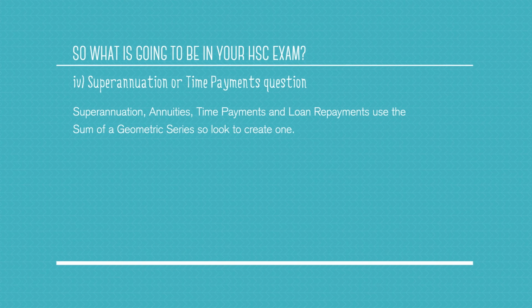In superannuation, annuities, time payments, and loan repayments questions, they always use the sum of a geometric series. We look for it. The sum of a geometric series is a formula that is on your reference sheet, so you've got that there to refer back to, but it's going to be in there. As a marker, we look for it.